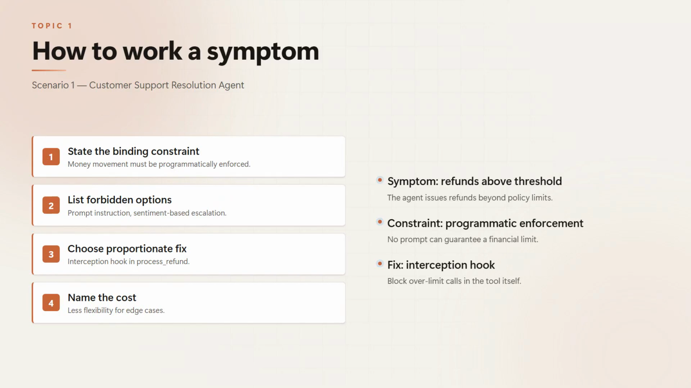The other symptoms, skipping get customer, thin descriptions, escalation mistakes, follow the same pattern: extract the constraint, forbid what violates it, pick the smallest root cause fix, and name the cost. The rest are on the page.